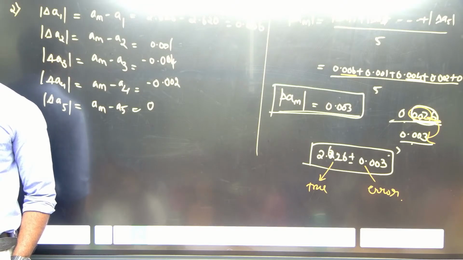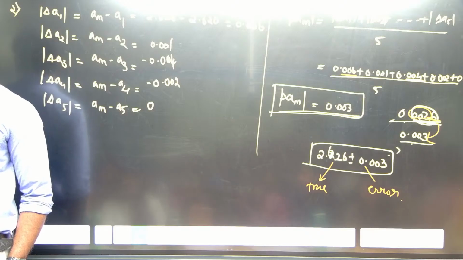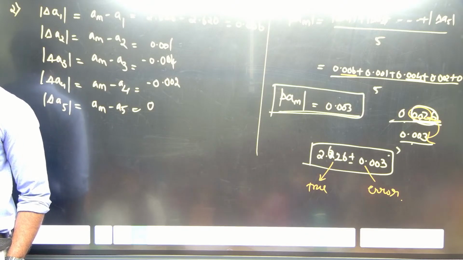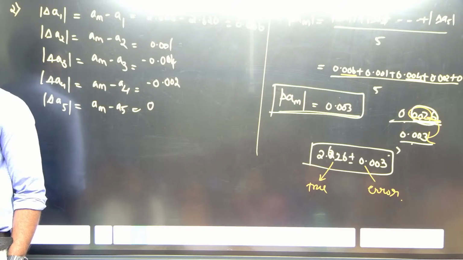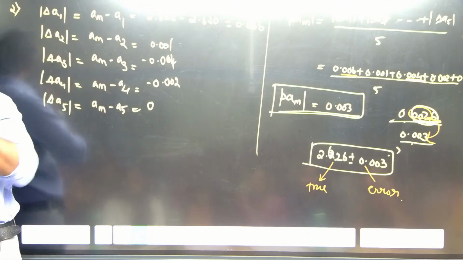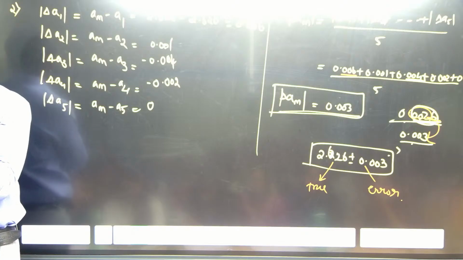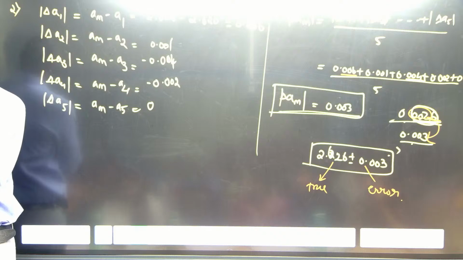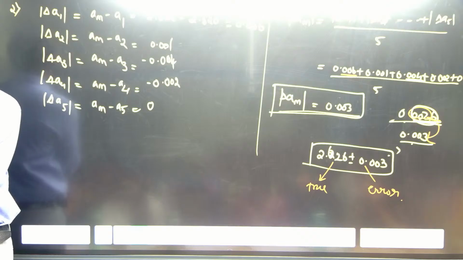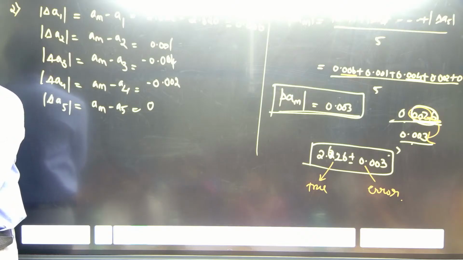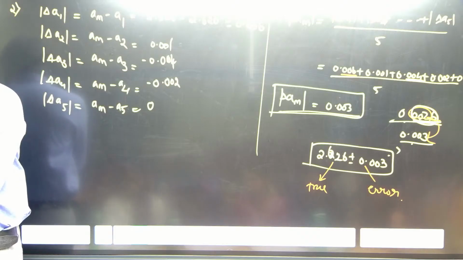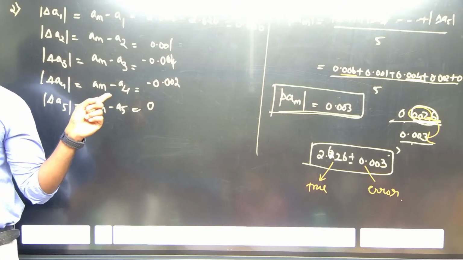Next step, what is the thing? We'll get the answer. Decimals are only 3. Here also it is 3 only. It's 0.003.